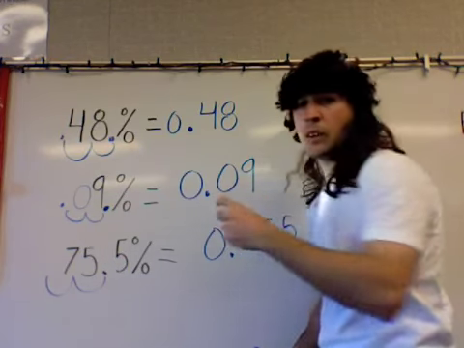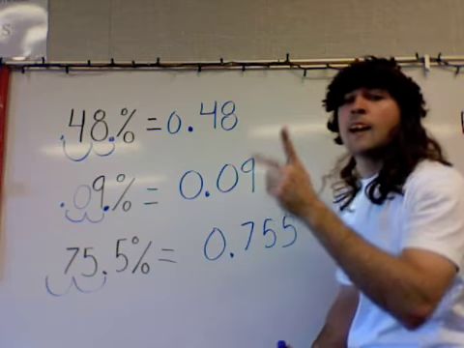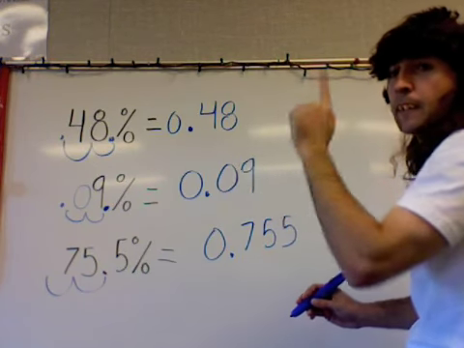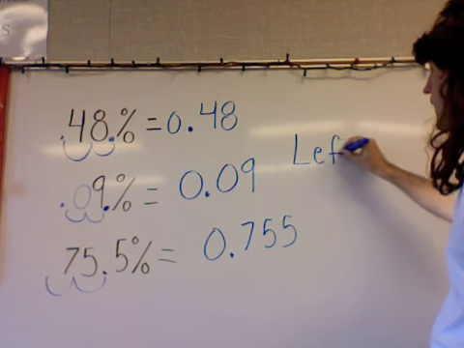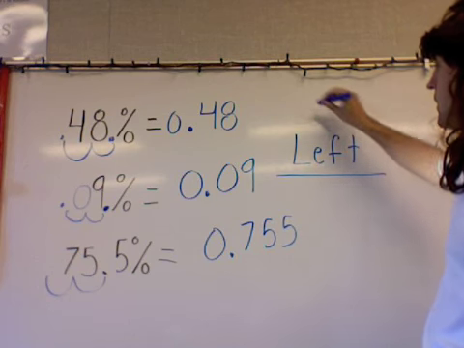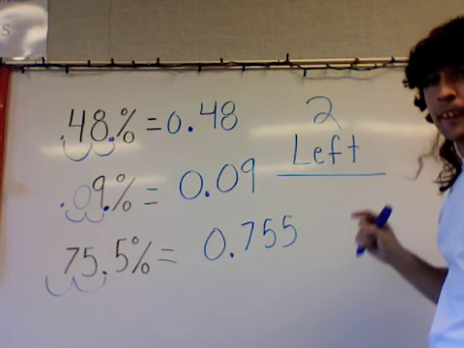Now, ladies and gentlemen, we know to take a percentage and to turn it into a decimal, you first add a decimal and move it 2 places to the left. Do not forget that. Left. L-E-F-T. 2 places to the left.